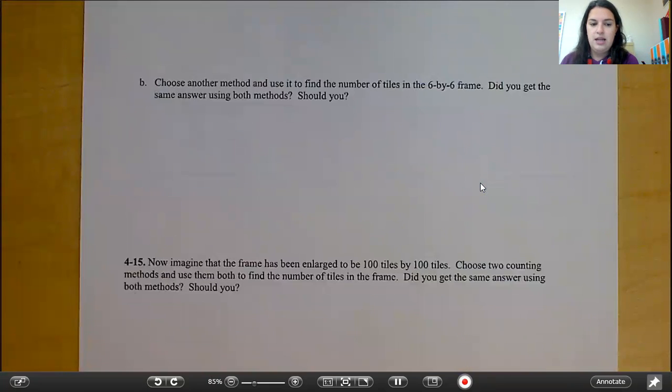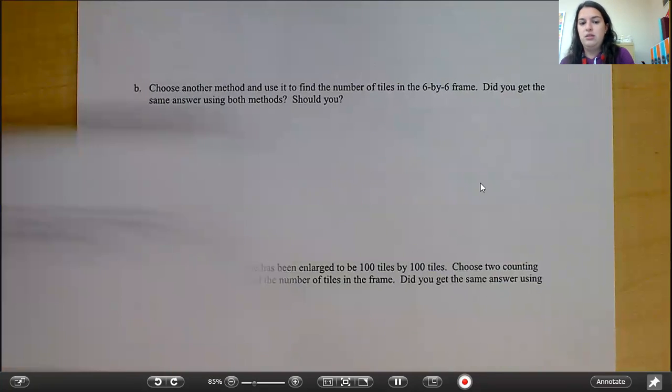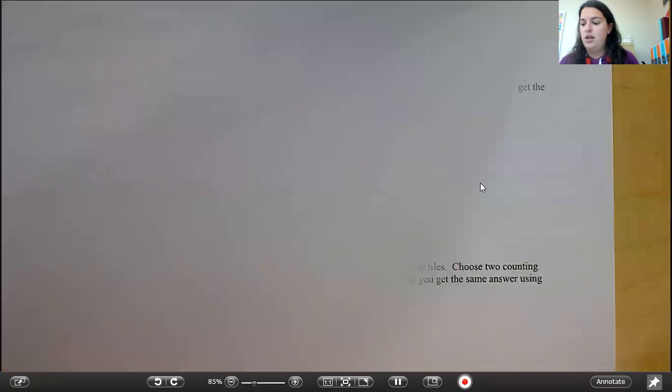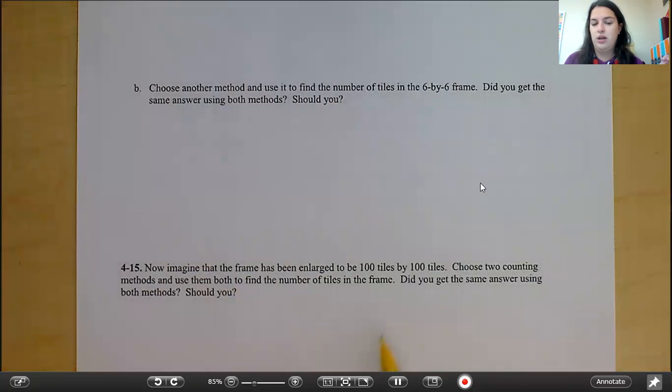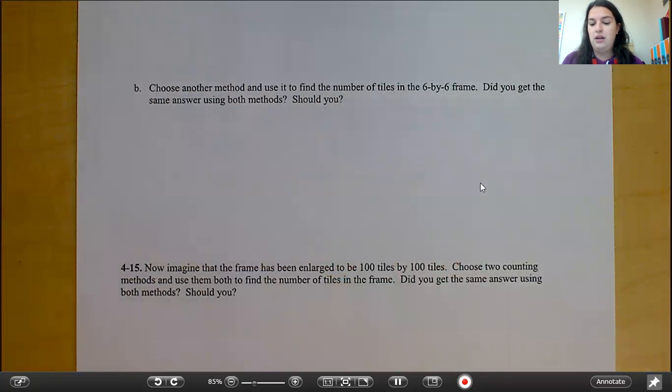415 says, now imagine that the frame has been enlarged to 100 tiles by 100 tiles. Choose 2 counting methods and use them both to find the number of tiles in the frame. Did you get the same answer using both methods? Should you? So again, you're going to choose 2 methods from over here, and you're going to figure out how many tiles were in the 100 by 100 frame. Do not draw any of these frames. You're going to finish up the video by doing 414 A and B and 415, and we are going to save these and talk about them in class. If you have any questions, please email me.